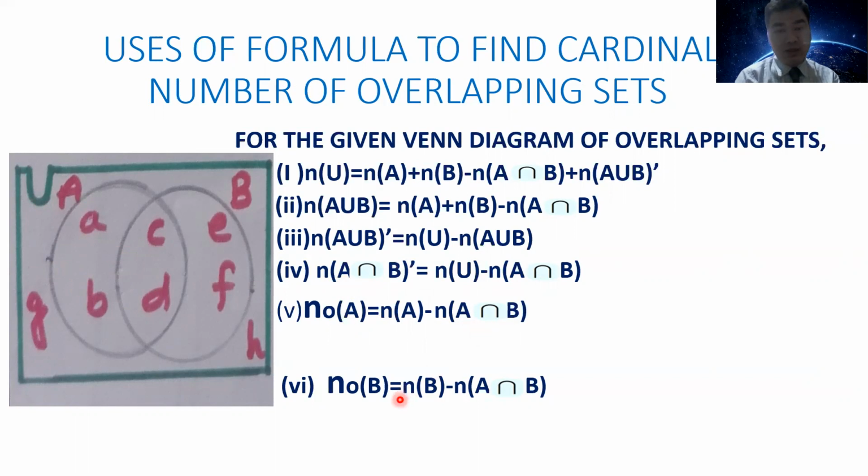Similarly, we have to find 'and not B', that is, only B. 'And not B' means only B. Only B means from B subtracting A intersection B. Look, this is B total. From this B, if you subtract this intersection, then what is left are the elements of only B. That is found by using this formula: n(only B) equals n(B) minus n(A intersection B).